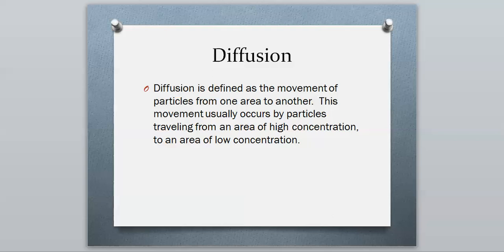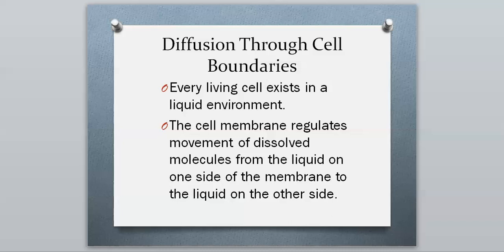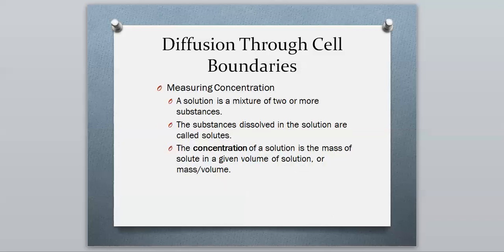In terms of cells, every cell lives in a liquid environment, and the cell membrane regulates the movement of dissolved molecules from the liquid on one side of the membrane to the liquid on the other side. So that's how diffusion occurs in cells. It's because cells are always living in a liquid environment. Again, the inside of our body is an entirely liquid environment.